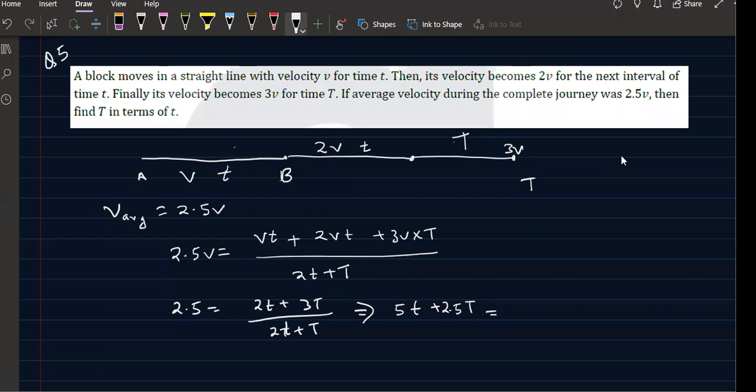2 small t plus 3 capital T, right? So we will get 0.5 capital T is equal to 3t. So T is equal to 60. Got it? Right? Tell me, everyone. 60, na? How come it would be 40? It would be 60. Capital T is equal to 60. Yes or no?